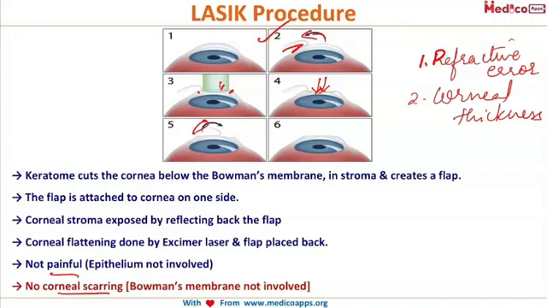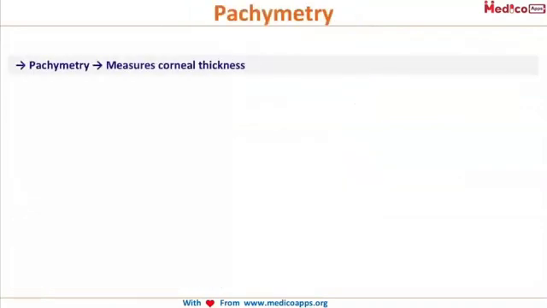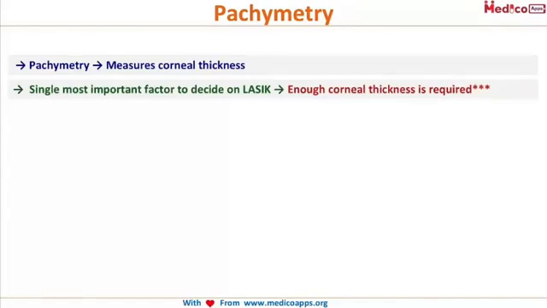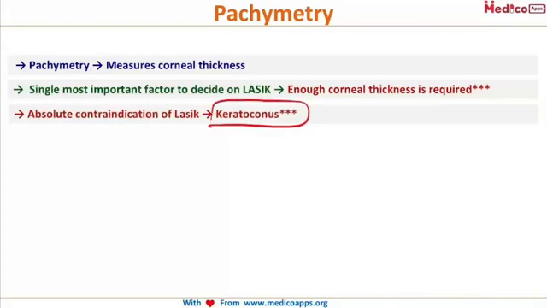Now that we have spoken about corneal thickness, we have to mention this procedure called pachymetry, which allows us to measure the corneal thickness. Pachy means thickness, so we measure the corneal thickness with pachymetry. It is the single most important factor which decides how much you are going to ablate in LASIK. So there is a stipulated amount of thickness that is required so that you can call a patient eligible for LASIK surgery. However, an absolute contraindication for LASIK surgery is keratoconus. Please remember this, it can be asked. An absolute contraindication, straight away you reject it if the patient has keratoconus.